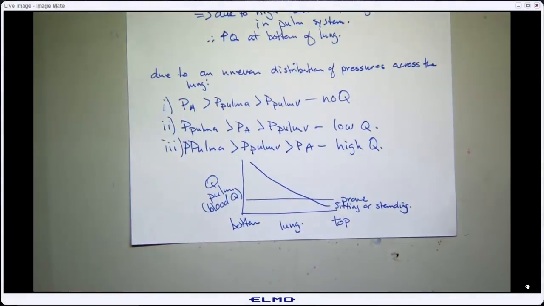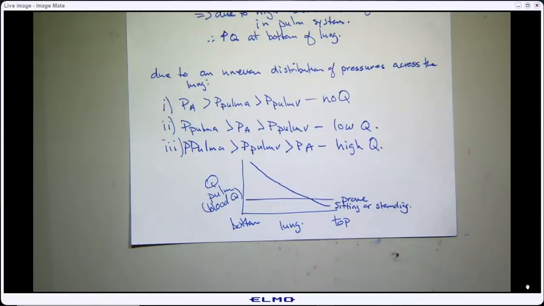Which is great, because when you were sitting or standing, there was a distribution of alveolar flow as well, wasn't there? The flow was coming into the alveoli at the bottom greater than it was at the top. Okay? So the system now looks like it's starting to match.